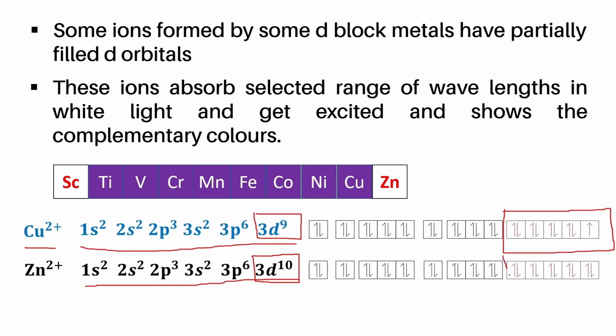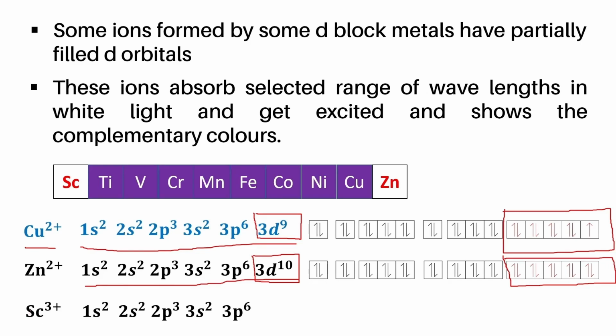This indicates the 3d subshell. It has 5 d orbitals, and you can see all the orbitals have been completely filled. Right, now you can understand the reason for the colorless nature of Zn2+ ion solutions.